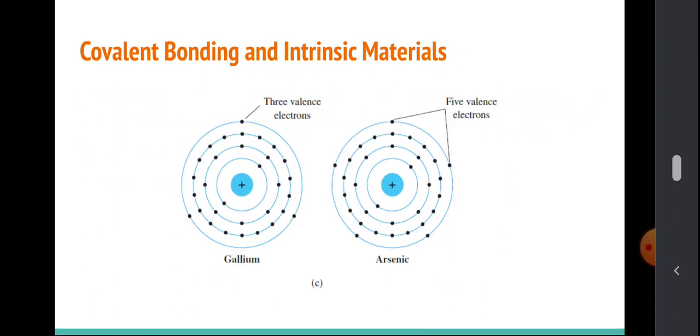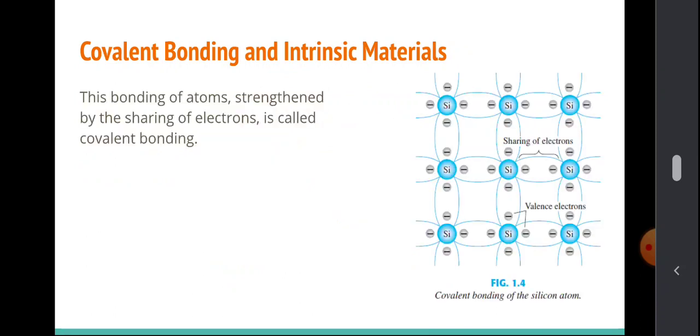Okay. In gallium, there are 3 valence electrons. In arsenic, there are 5. So this bonding of atoms strengthened by the sharing of electrons is called covalent bonding. Okay, if you look at figure 1.4, covalent bonding of the silicon atom, this is what it looks like when they share electrons. So that is the covalent bonding of silicon atom.